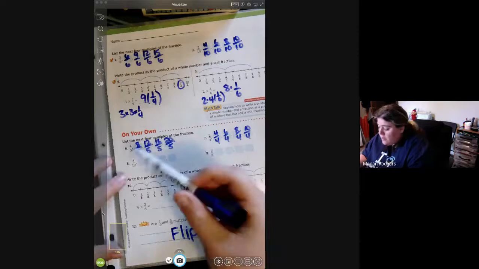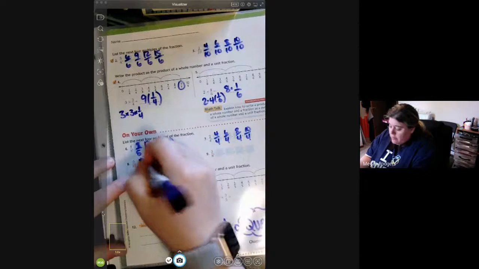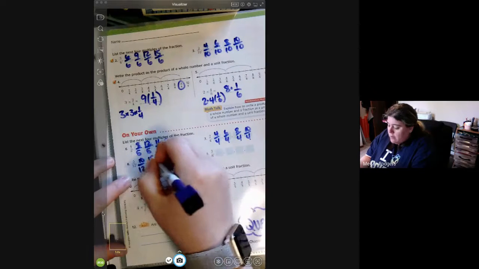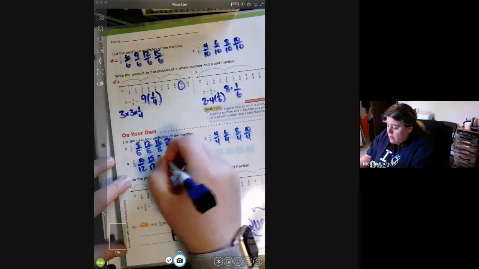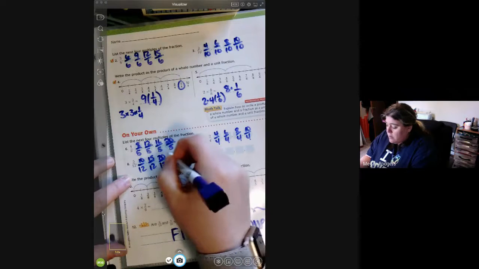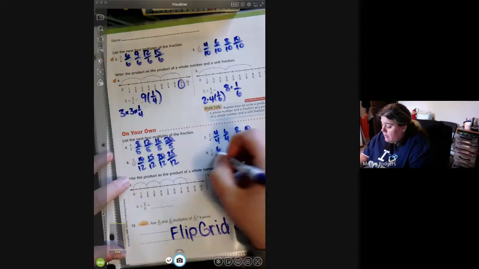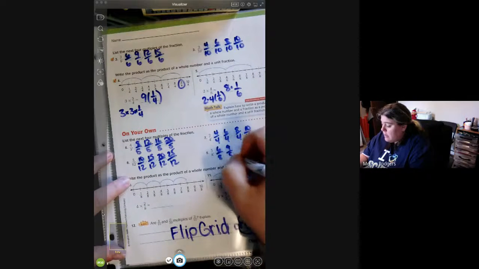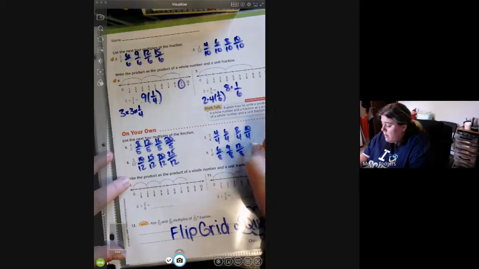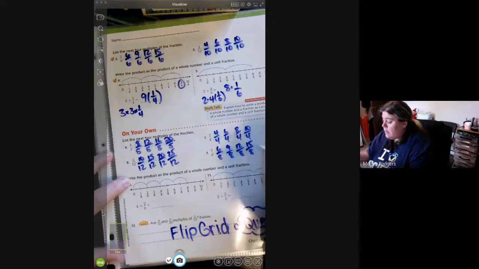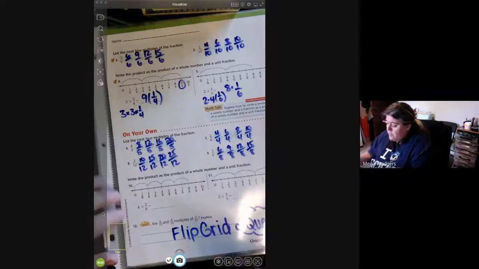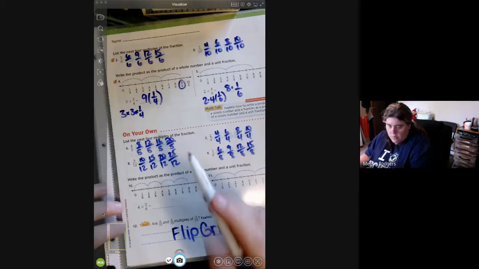All right, so 5/12. So then we have 10/12, 15/12, 20/12, 25/12, and over here we have 6/8, 9/8, 12/8, 15/8. All right, and these number lines are so helpful when they do them like this.